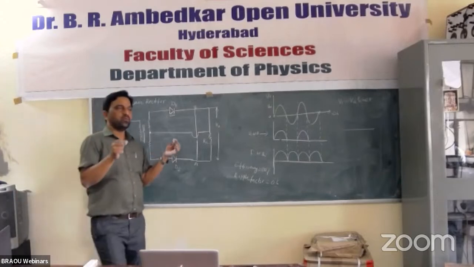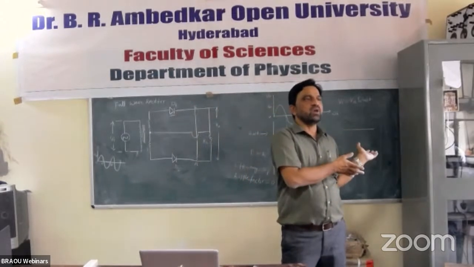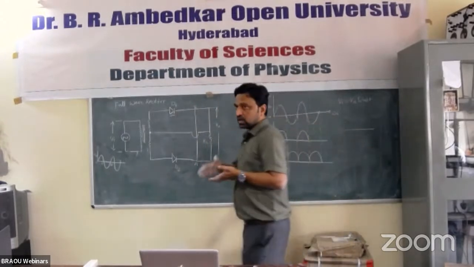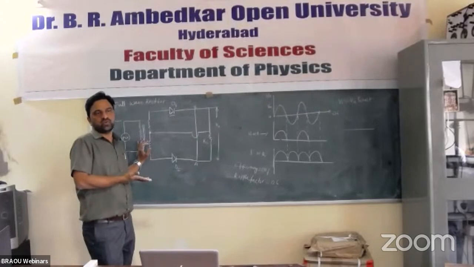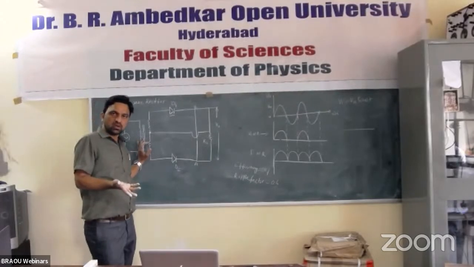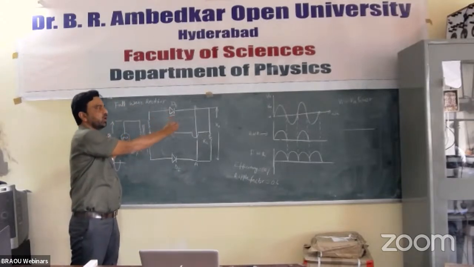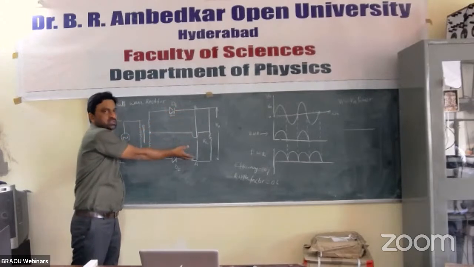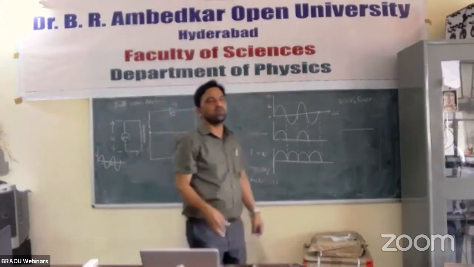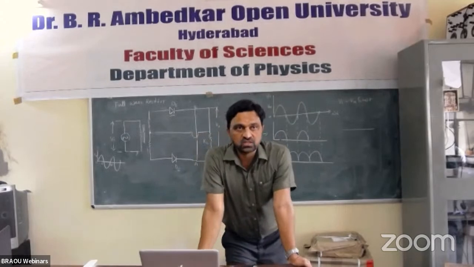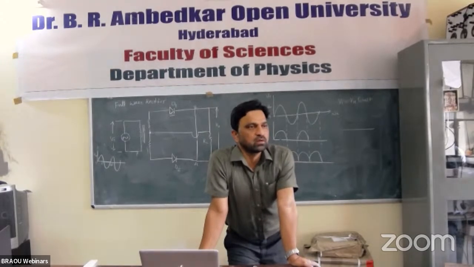But pure DC is required in order to work certain electronic devices. So for that reason, we will be going for filters. Filter circuits are nothing but extra components that we connect to the half wave rectifier, full wave rectifier, or bridge rectifier, and we call them filters. You may have different types of filters: capacitive filter, inductive filter, and pi-section filter.